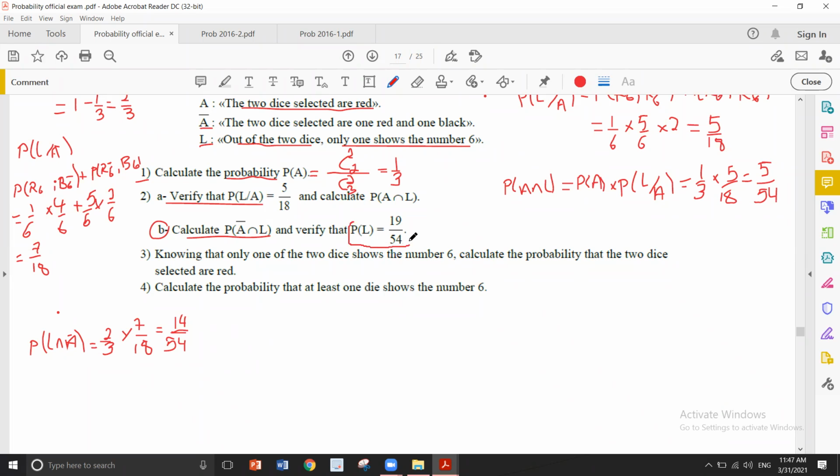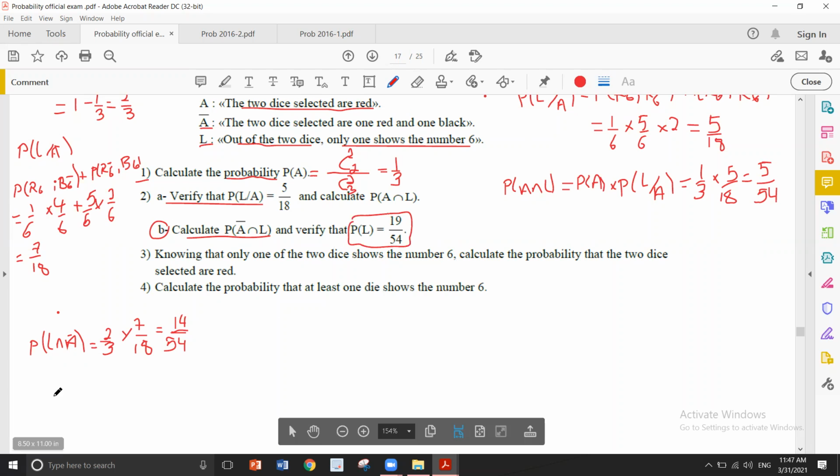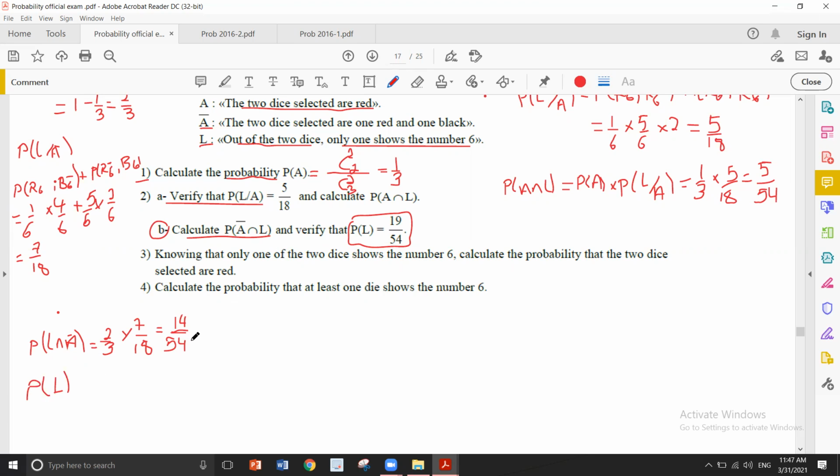How to calculate probability of L? What is probability of L? And verify that probability of L. Yes, Alisa, how to calculate probability of L?